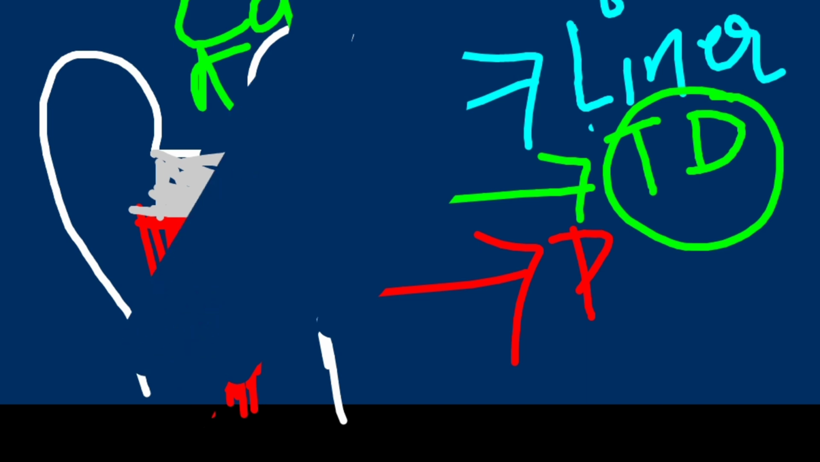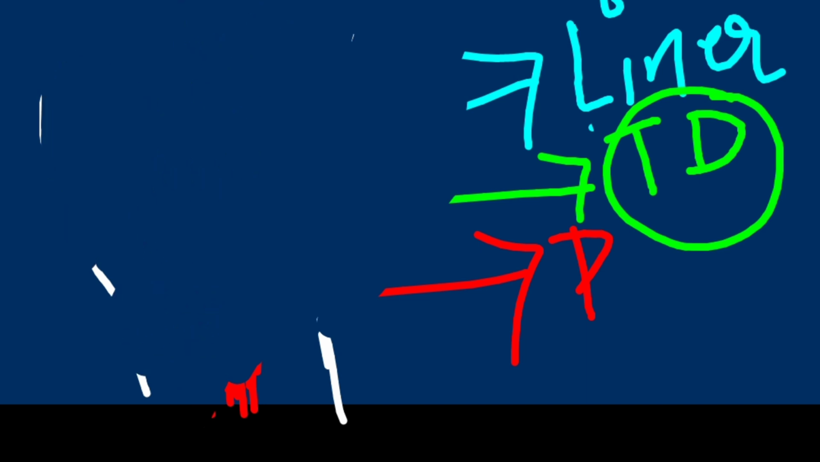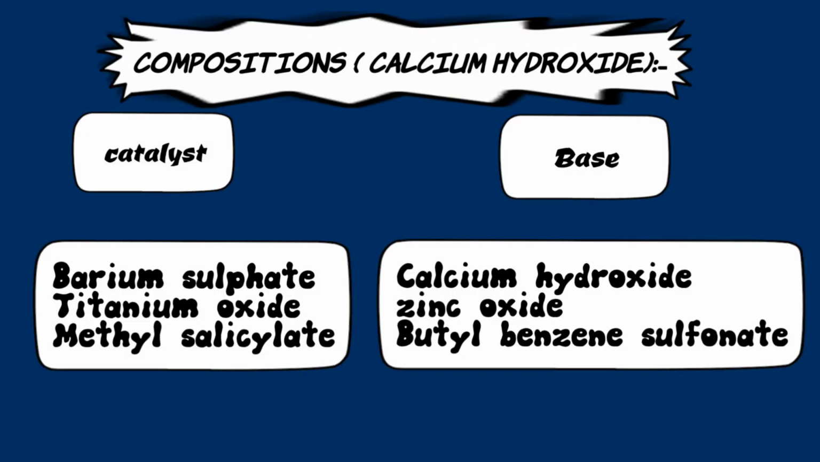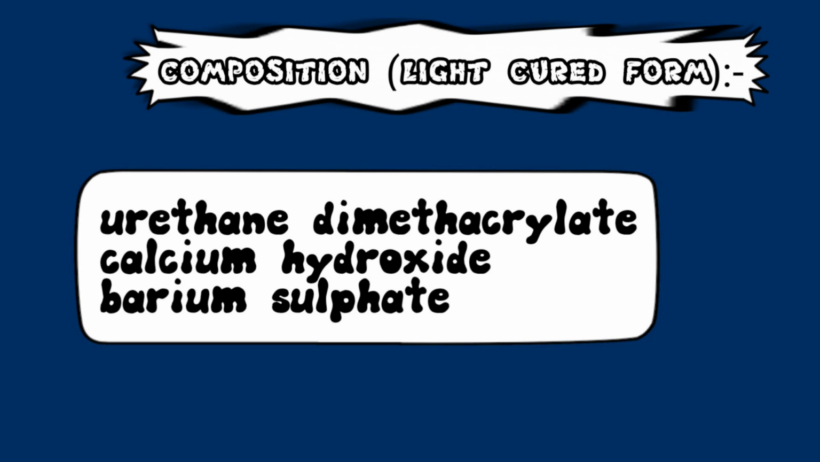Now we will talk about the composition of calcium hydroxide. We know it is supplied as either paste form or light cure form. First we will talk about the composition of the paste form: catalyst and base. Catalyst: barium sulfate, titanium oxide and methyl salicylate. Base: calcium hydroxide, zinc oxide, butyl benzene sulfonamide. So these are the compositions of the paste form. In light cure, there are urethane dimethacrylate, calcium hydroxide, and barium sulfate.